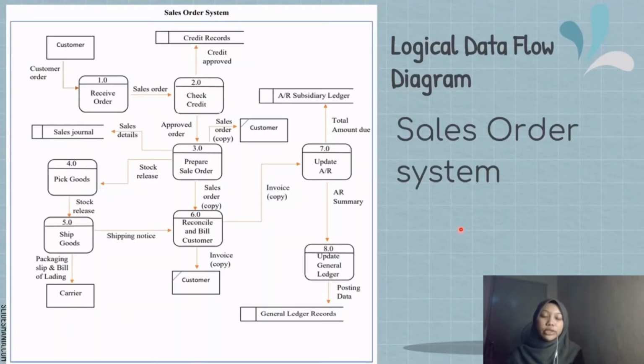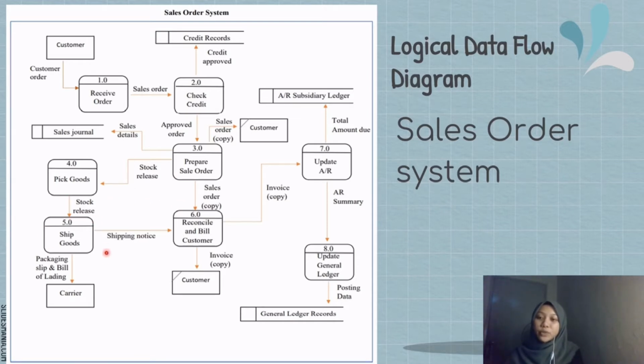Okay, now we look into the DFD of the sales order system. First here, the customer will place an order. So the receive order process will receive the customer order. Then the check credit process will check the customer credit, and after the credit is approved, then the order is approved, the prepare sales order process will release the sales order copy, which is sent to the customer, sent to the 6 process, and sent to the pick goods process, which will use the sales order as a stock release to pick goods from the shelf.